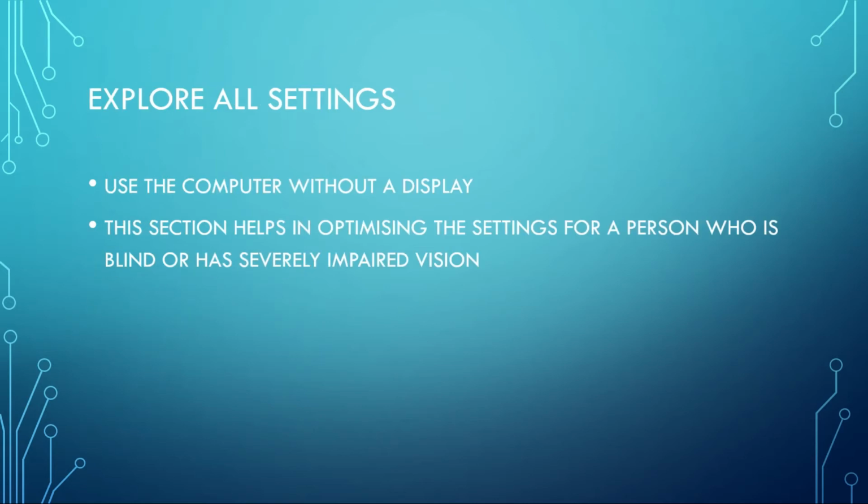Now we are coming back over here. This is Explore all settings, the settings that you have seen in the previous window. Use the computer without a display. This section optimizes the settings for a person who is blind or has severely impaired vision, maybe not completely blind, or having some certain disease of the eye. Or the person having very low vision. Maybe night blindness also may be a reason. So these are the things.